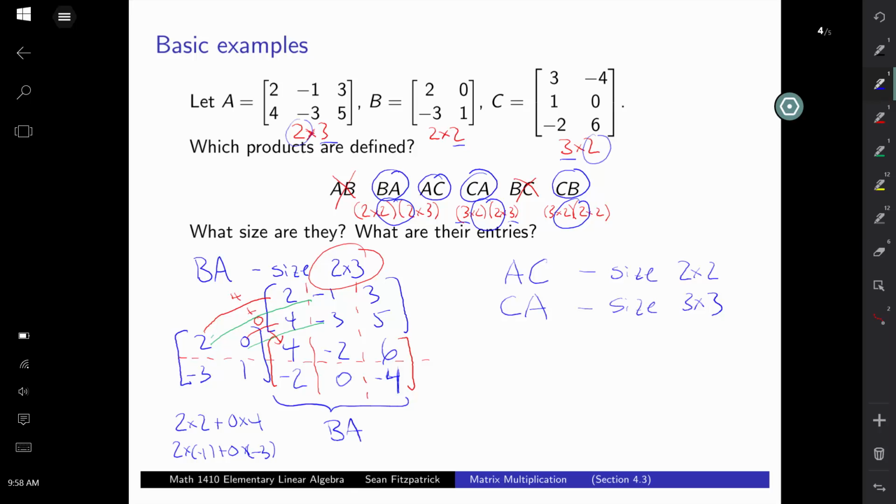So these two matrices are not even the same size, right? These are different sizes. And what does that tell me? That tells me that regardless of what the entries are, A times C is not going to be the same thing as C times A. They're not even the same size, so there's no hope that these could be the same matrix. So they have to be different.